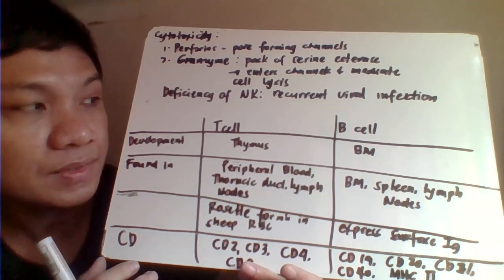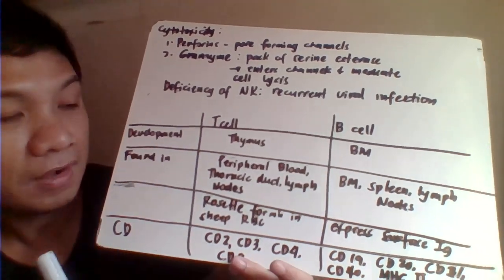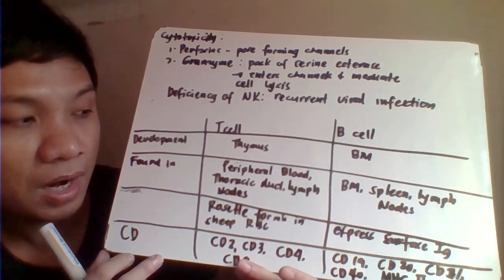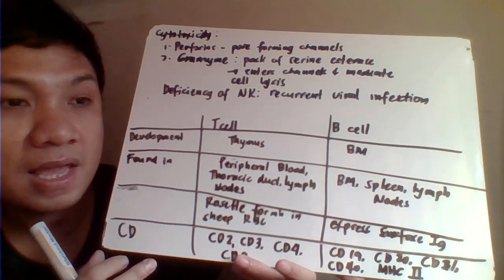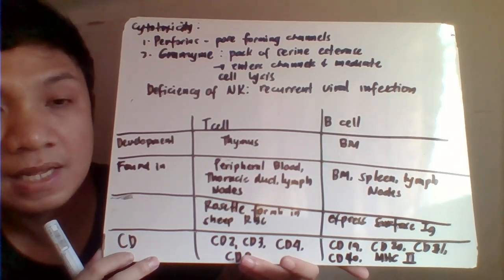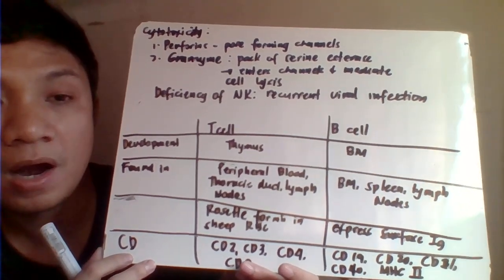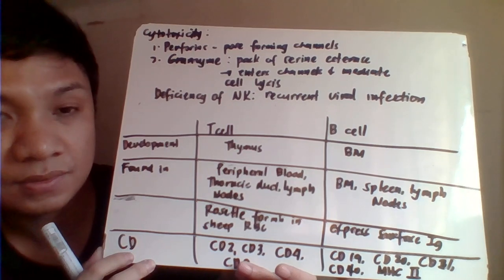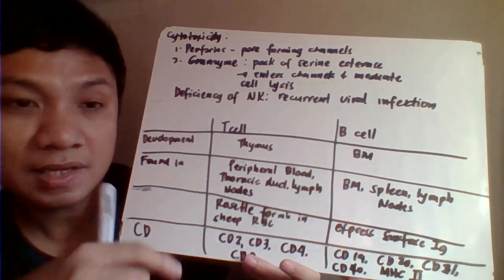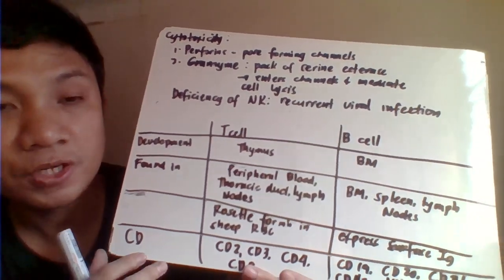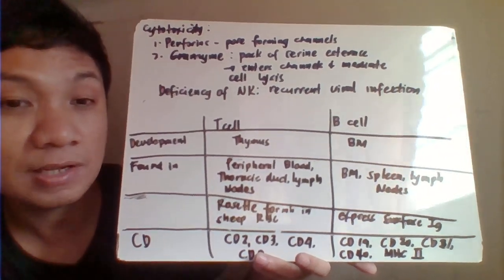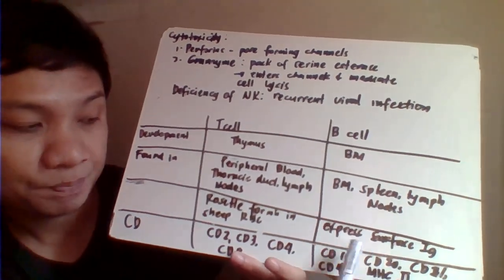Okay, so we have here the difference between your T cell and your B cell. The primary lymphoid organ of your T cell is your thymus, and for the B cell, we have the bone marrow. The T cell can populate the peripheral circulation, thoracic duct, or even your lymph nodes, whereas your B cell can be found only in the bone marrow, your spleen, and your lymph nodes. Your T cell is capable of forming rosettes with sheep red blood cells. And of course, your B cell expresses immunoglobulin, or antibodies, on the surface.